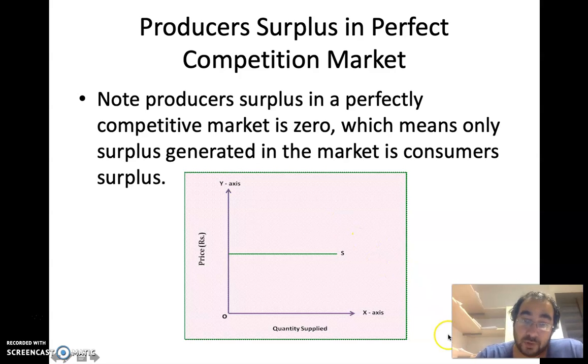Can they produce more? No, because in the long run, whatever quantity is demanded at that price level can be produced by these companies. So I would say a little bit more on this view in the next part.